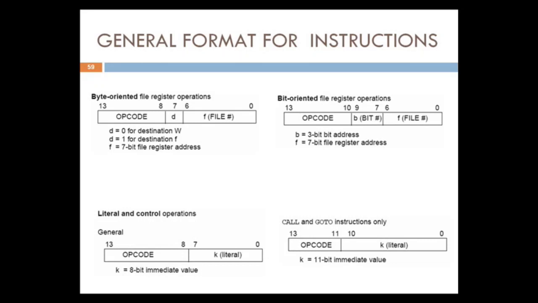When the destination bit, the 7th bit, is set as 0, then the destination must be the working register. If it is set as 1, then the destination address is based on the address location. The 8th bit to the 13th bit is used as the opcode, the binary code for a specific operation.